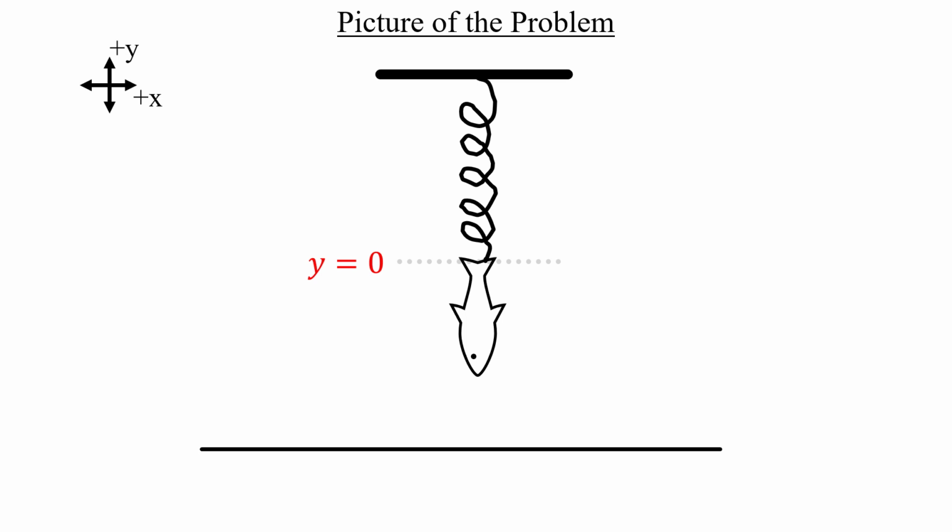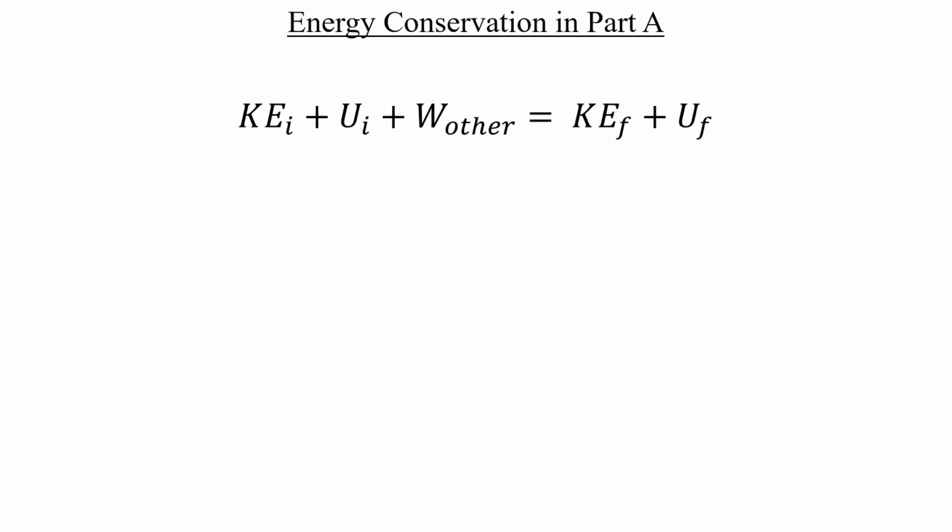Anyways, let's grab our energy conservation equation. Before the fish drops, it's at rest. So the initial kinetic energy has to be 0. There's no friction occurring or anything like that, so we can set the other work term to 0 as well. That leaves just the following.